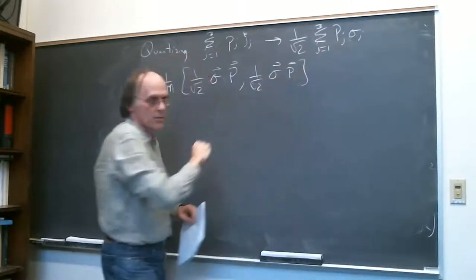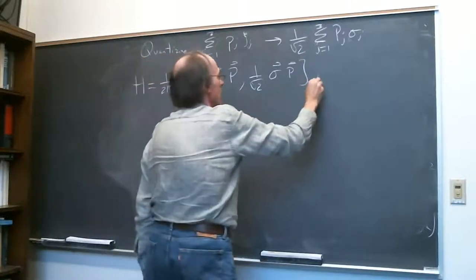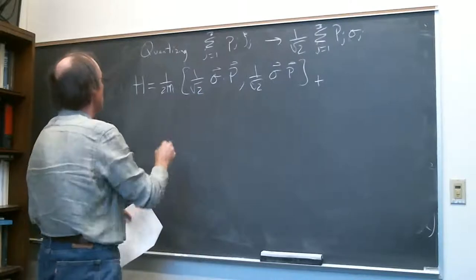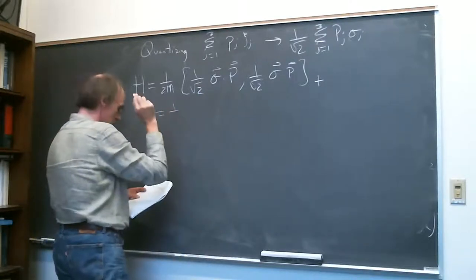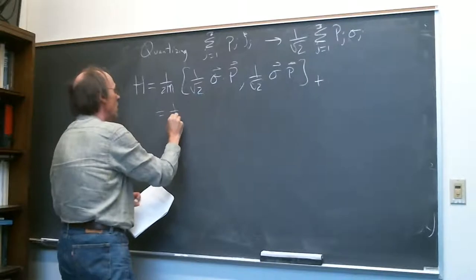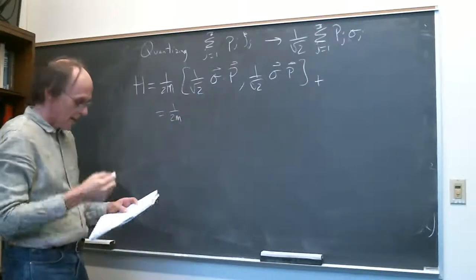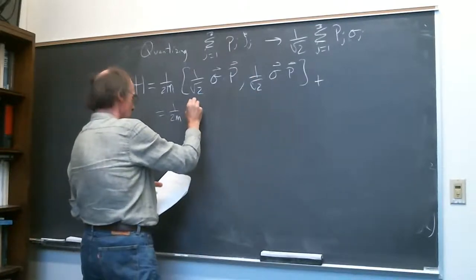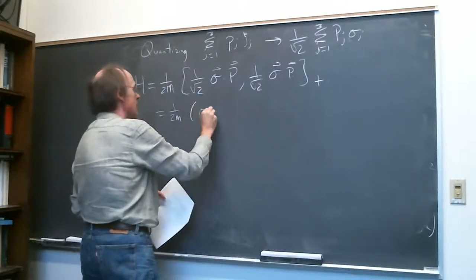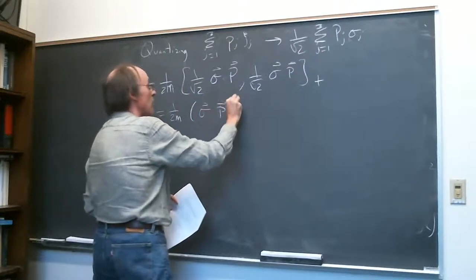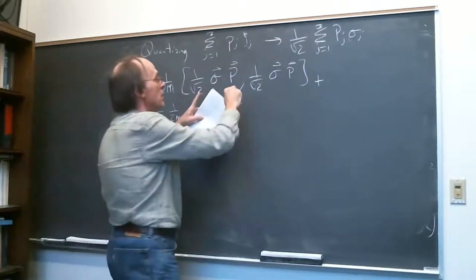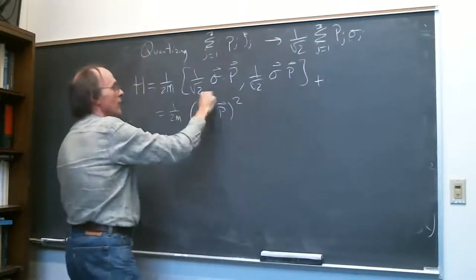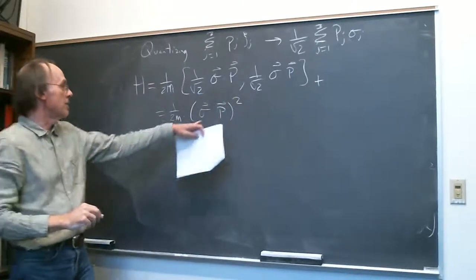So I'm just writing it this way, and this is an anti-commutator, 1/2m. Anyway, if you calculate this, you're going to get 1 over 2m, and then sigma vector dot p vector squared. There are going to be two of these guys, and then a half, so the two and the half cancel, and you get just this.